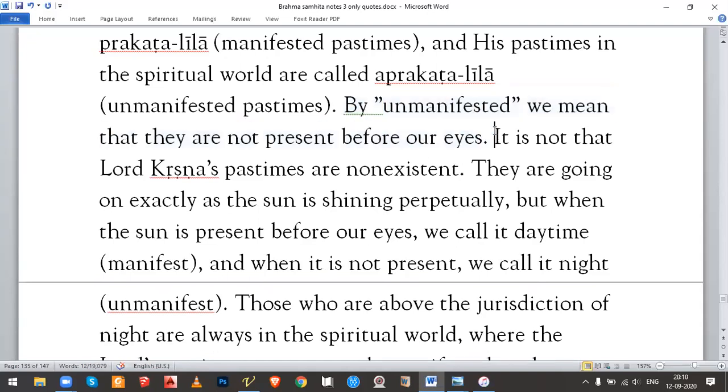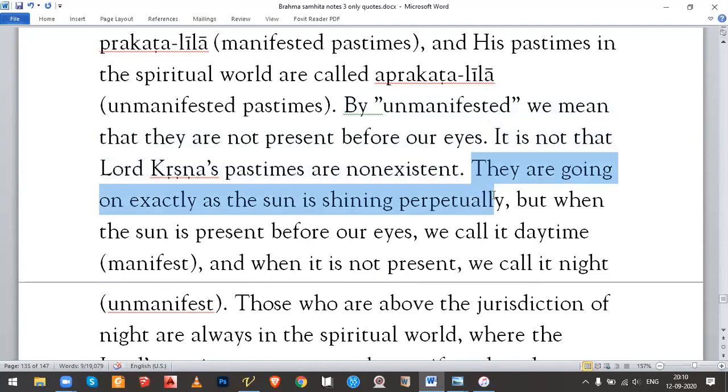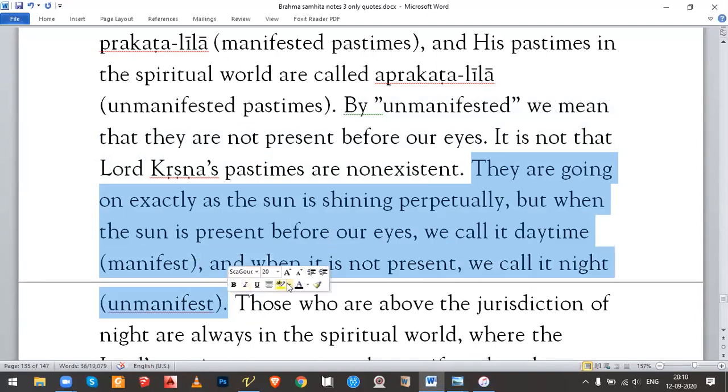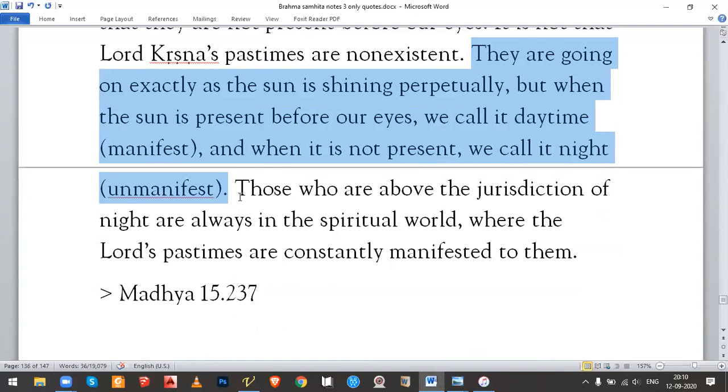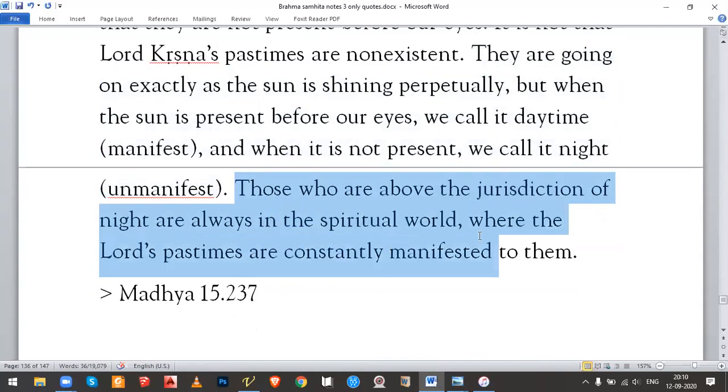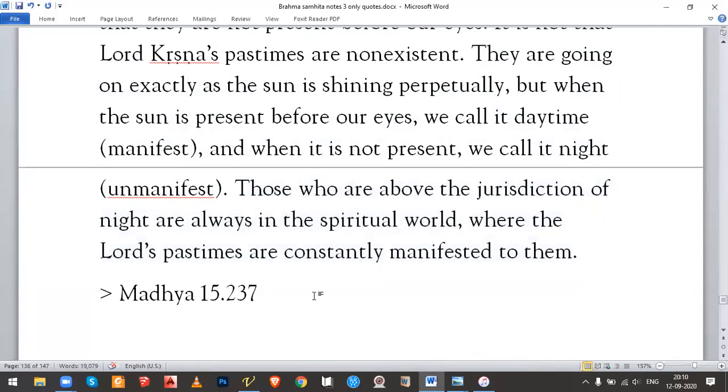It is not that Lord Krishna's pastimes are non-existent. They are going on exactly as the sun is shining perpetually. When the sun is present before our eyes, we call it daytime, manifest. When it's not present, we call it night, unmanifest. Those who are above the jurisdiction of night are always in the spiritual world, where the Lord's pastimes are continuously manifested to them. This is Prabhupada's quote from Madhya Lila.